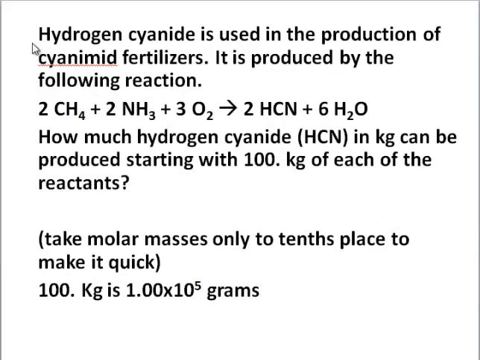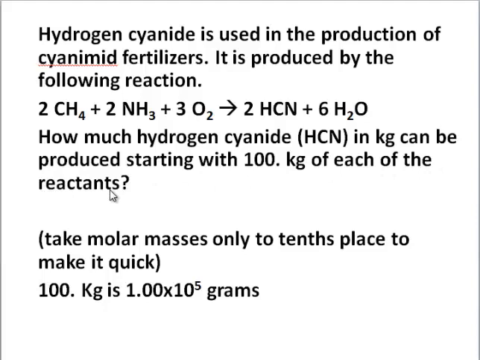Here is one for you to attempt. Hydrogen cyanide is used in the production of cyanamide fertilizers. It is produced by the following reaction of CH4, NH3, and elemental oxygen. Now, a typical question an industrial chemist might face is how much hydrogen cyanide in kilograms can be produced starting with 100 kilograms of each of the reactants.